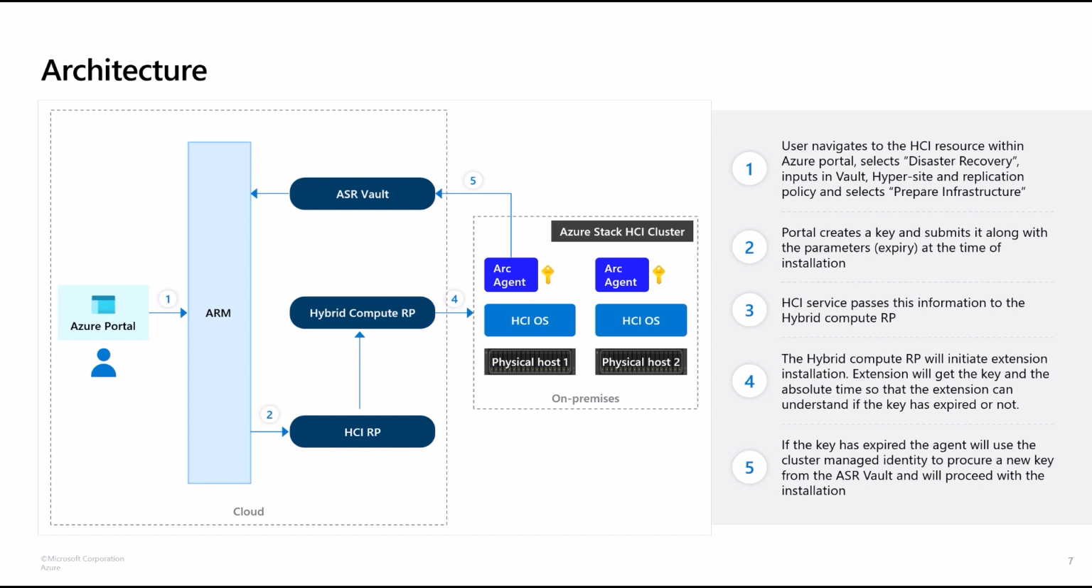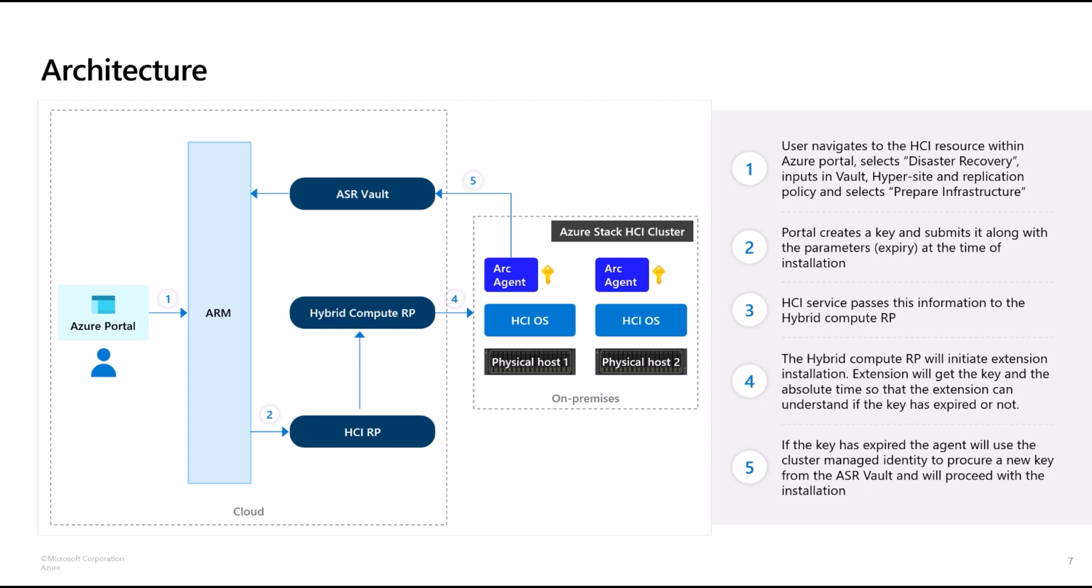This information will then be sent over to the HCI service, which in turn will pass this over to the Hybrid Compute RP. The Hybrid Compute RP will then initiate the installation of the extension. As part of the installation of the extension, it will get the certificate and the absolute time so that it can understand if the certificate has expired or not. If the certificate hasn't expired, then it will write it to a file and launch the installation. If the certificate has expired, the plan is for each node to wait for a random amount of time and then use the cluster managed identity to fetch a new certificate.